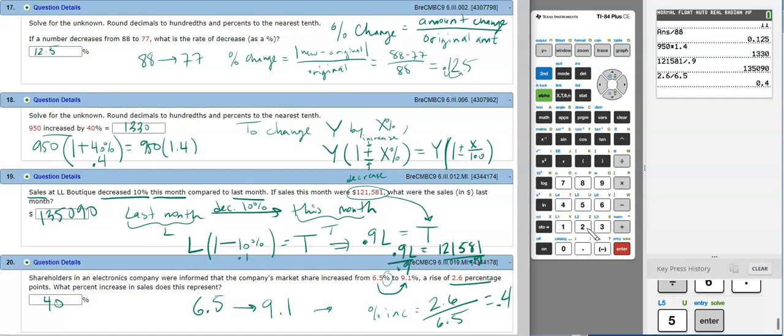So that's how these ones will go. And that does it for these kinds of percent problems.